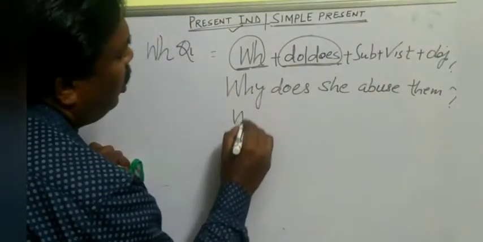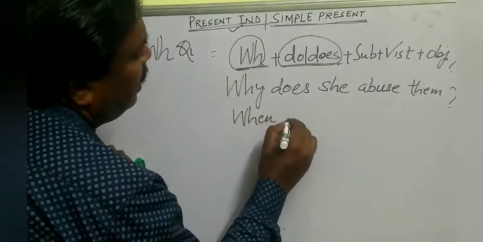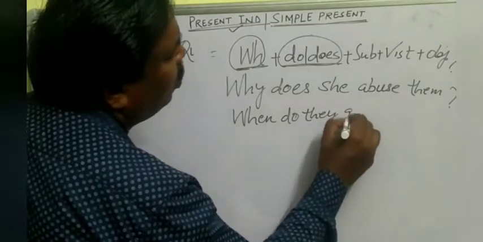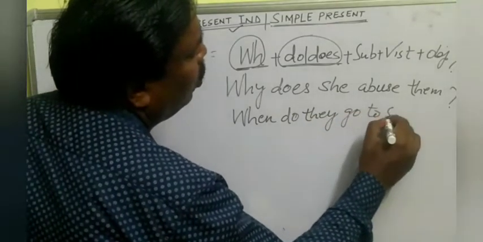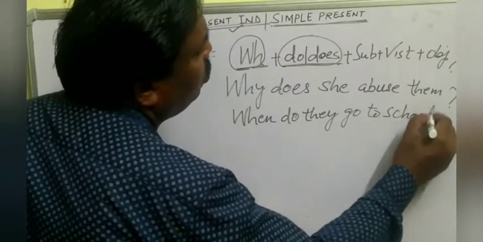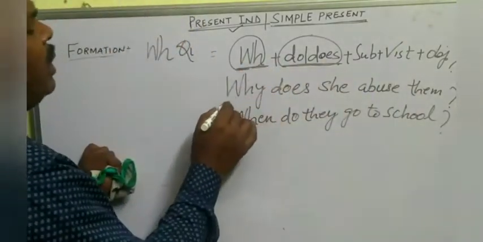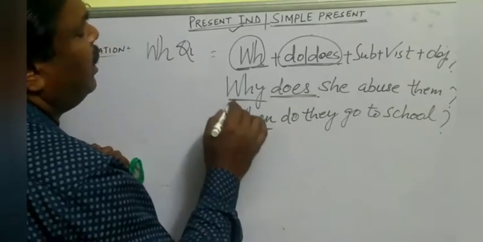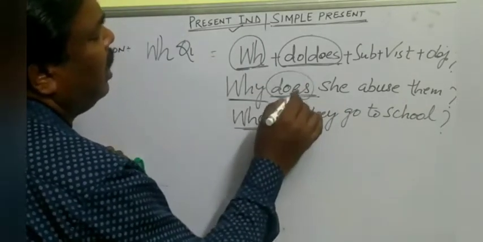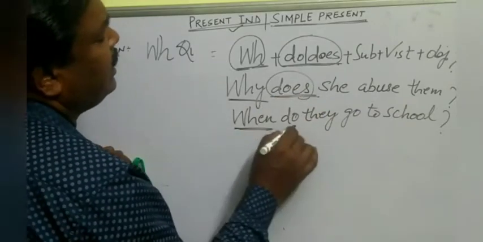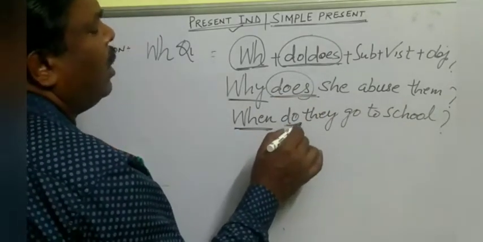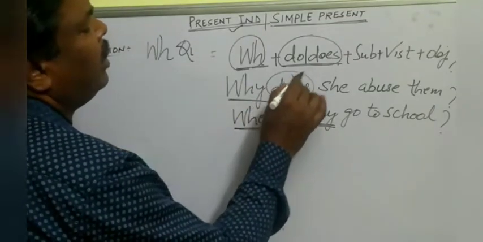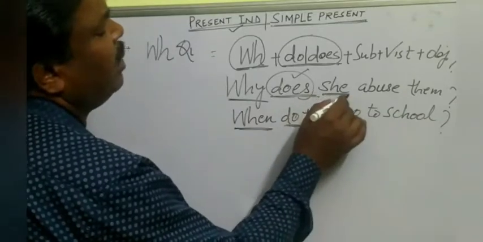Or when do they go to school? When do they go to school? So you can observe, after the WH word there is a helping verb. Here after why there is a does, and here after when there is a do, because the subject is third person plural number, and here the subject is third person singular number.